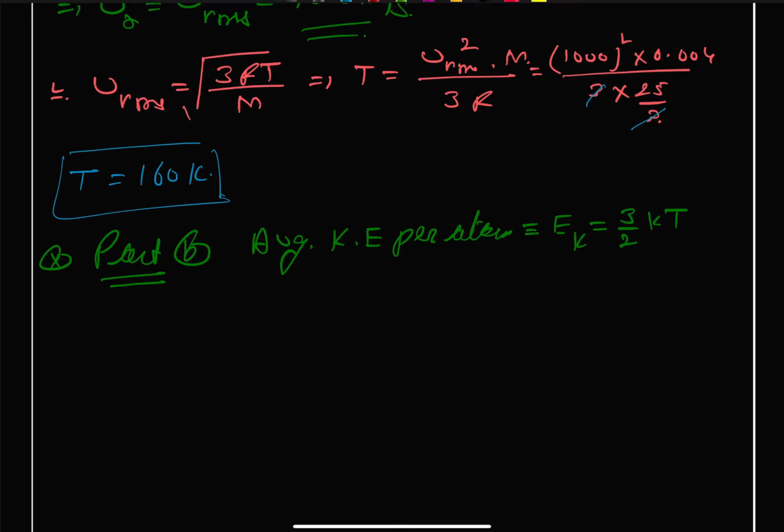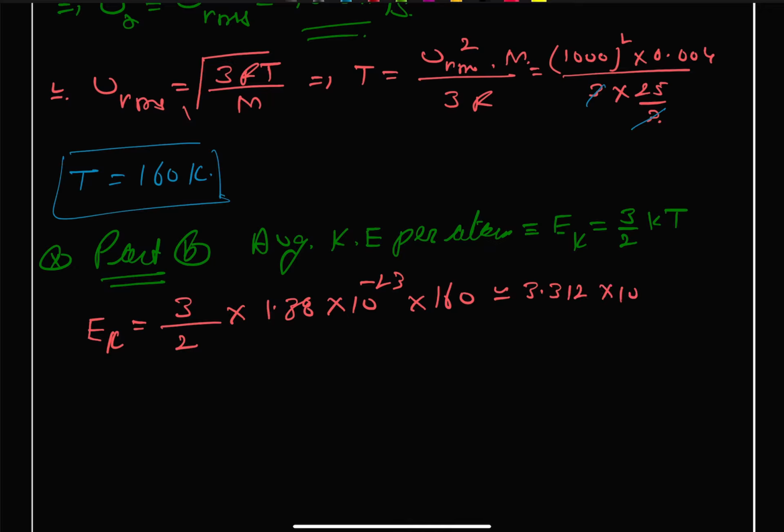K is given, temperature we found out, therefore we can write that our E of K is equal to 3 by 2 multiplied by K. K is our 1.38 into 10 to the power minus 23. Temperature is our 160. So this comes approximately as 3.312 into 10 to the power minus 21 joules.